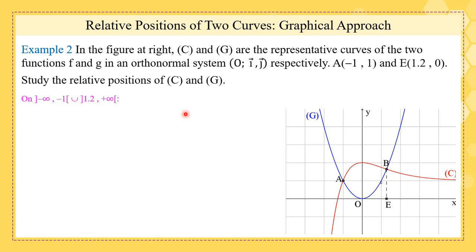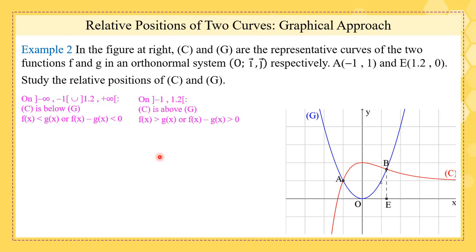So we can state that on minus infinity to minus 1, when x varies from minus infinity to minus 1, you can see that the red curve is below the blue curve. So we can say that C is below G. In other words, f of x is less than g of x, or f of x minus g of x is negative. On the interval minus 1, 1.2, we can see from here that the red curve is above the blue curve. So C is above G, so f of x is greater than g of x, or f of x minus g of x is greater than 0.